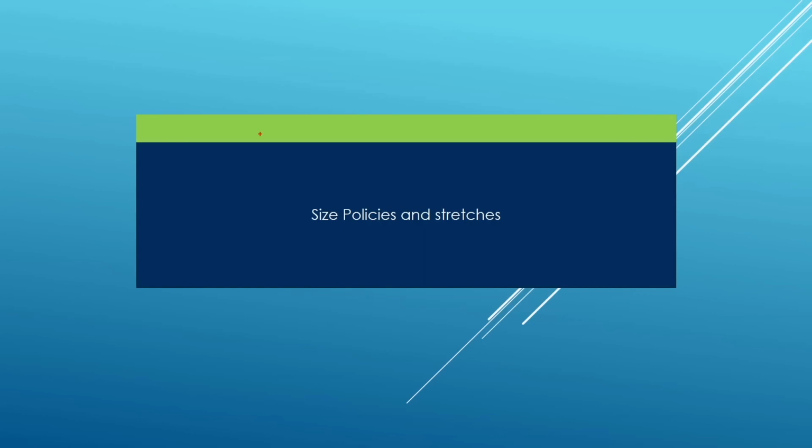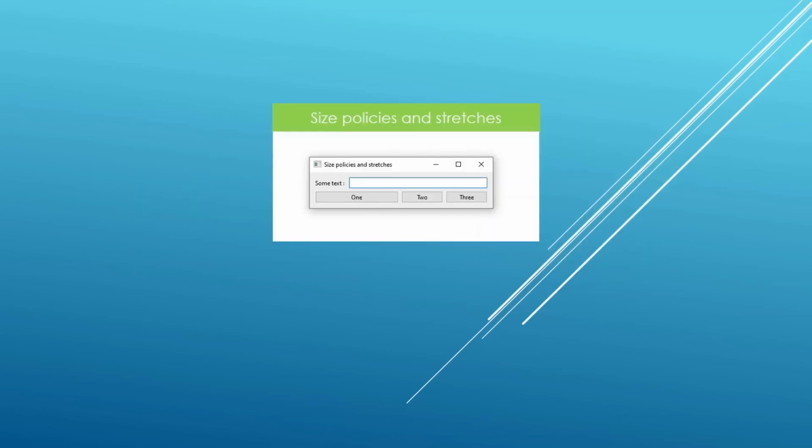In this lecture, we are going to look at Qt size policies and stretches. And this is a concept we use to decide how our widgets behave if the user interface grows or shrinks. We will start by talking about size policies, and a size policy is a property you can apply to your widget to decide how that widget is going to behave if the user interface grows or shrinks.